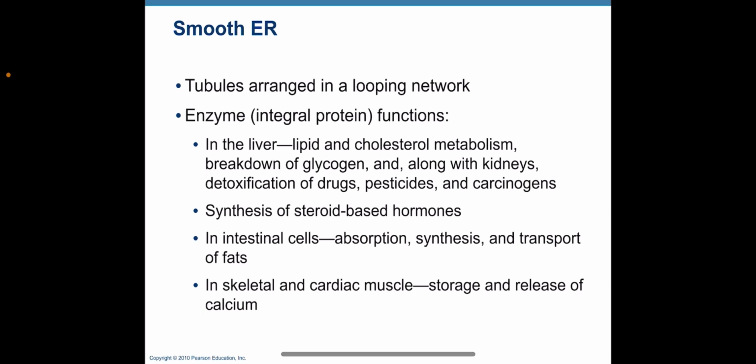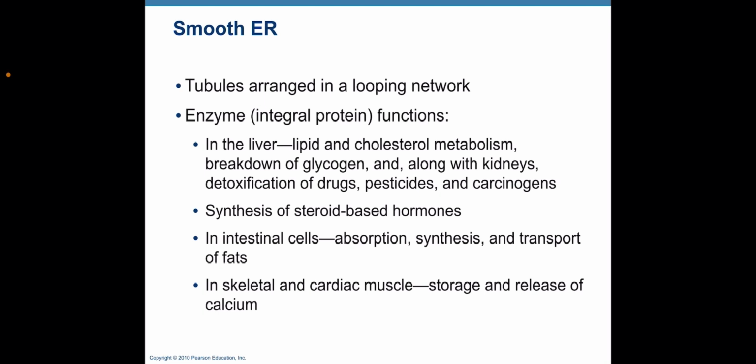Smooth ER is tubules arranged in a looping network. It has enzymes for specific functions, and you can see this in the liver. It has lipid and cholesterol metabolism. It breaks down glycogen, and in the kidneys we can see the detoxification of drugs, pesticides, and carcinogens. They also synthesize steroid-based hormones, and in intestinal cells, they help with absorption, synthesis, and transport of fat.